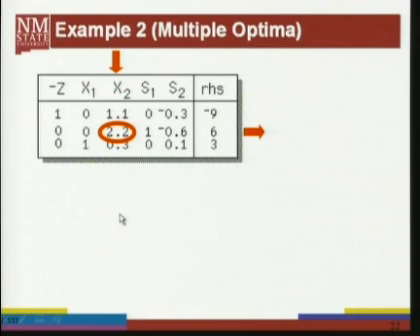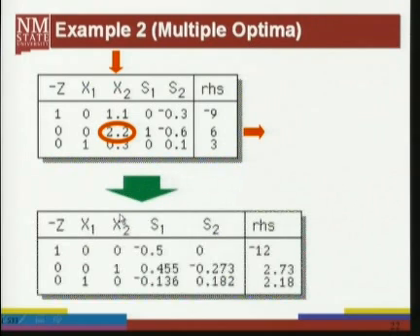The first block occurs at 6 over 2.2. In that case, the S1 variable becomes 0. That means S1 leaves the basis. And we come up with this new tableau resulting from the pivot. Based on this tableau, there is no positive relative profit, so the current basic solution is optimal, right?